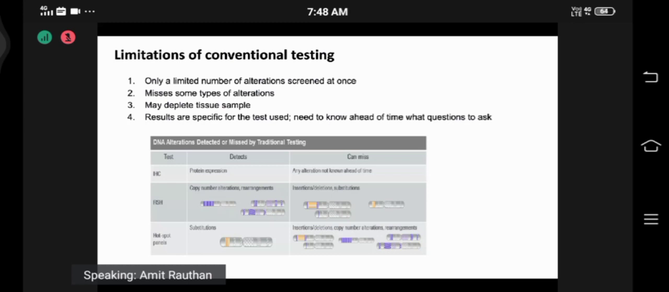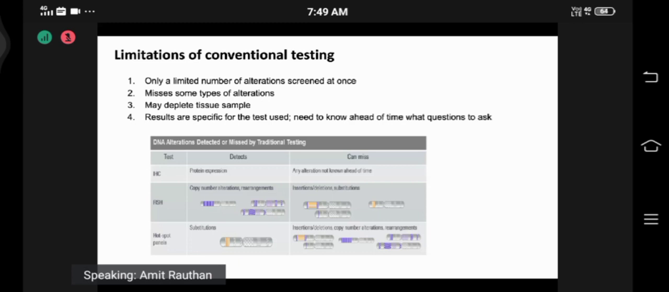Now, when I say conventional testing, we know there are limitations, and that is the reason why the whole of cancer care is moving towards next generation sequencing and NGS testing. In conventional testing, only a limited number of abnormalities are screened for. We have to know the abnormality, and that is the question we ask: can we see that? We are going to miss all the other things. And when you do conventional testing one at a time, you exhaust the tissue, and so you may not have tissue to really do testing.